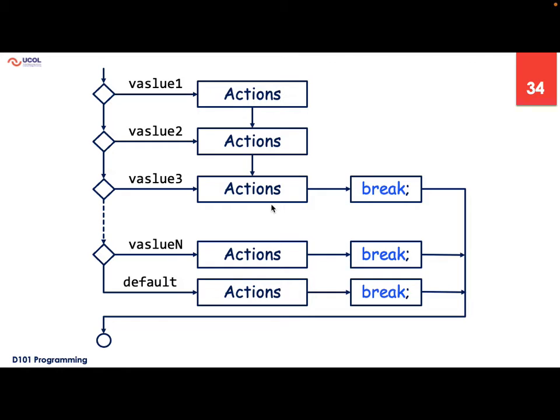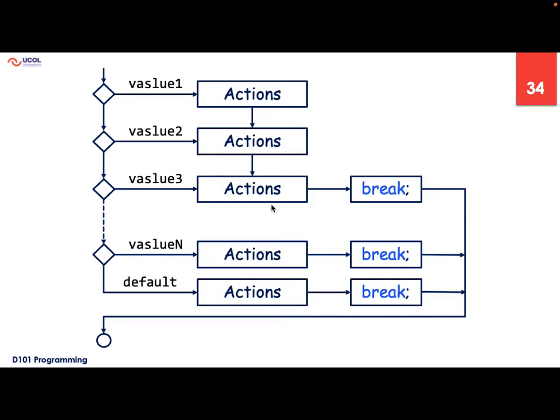So we can do something like this. We can design something like this. If the value is 1, we are not only performing the actions for the 1, we are also performing the actions for 2, and we also need to perform the actions for 3, and then we put a break. Yeah, that's possible, depending on what you are designing.